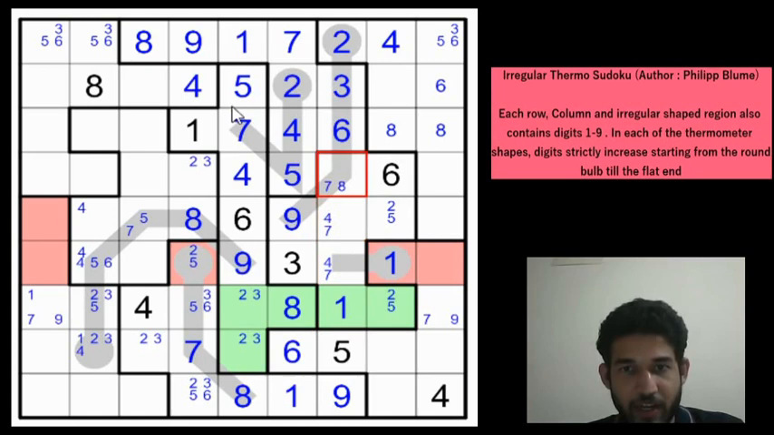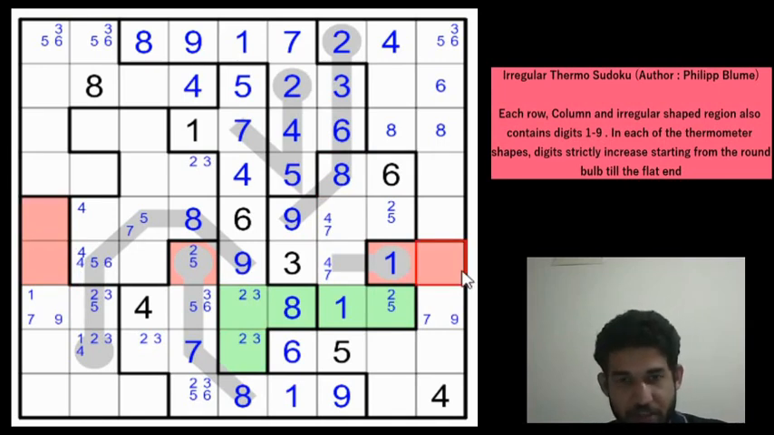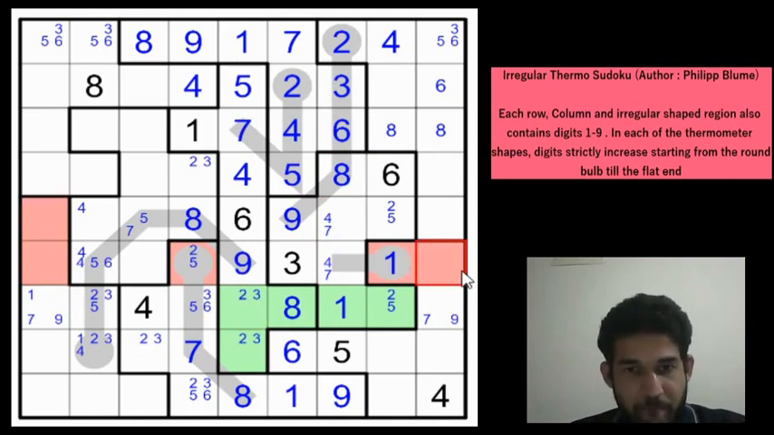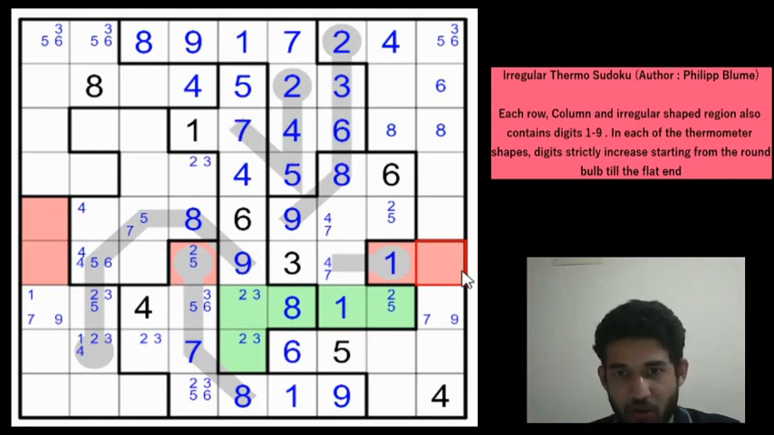So this will be an 8 now. You can eliminate the 8 from there. And now let us look closely again. 8 must be in one of these two cells. We also need to place a 2 and 3 in these red cells, which I think is not giving us much information. Let us come back to it later and see if we can get some more digits.